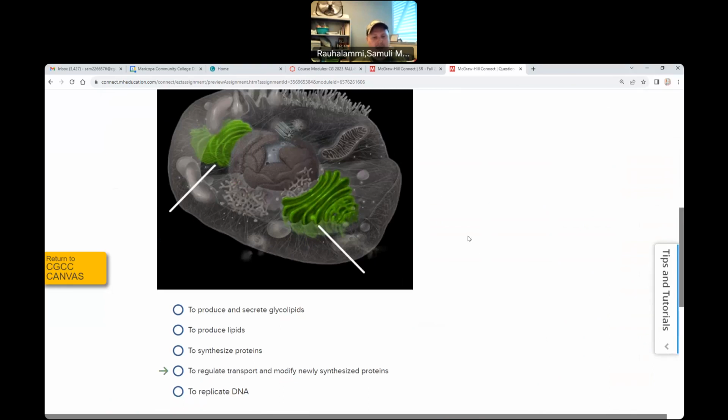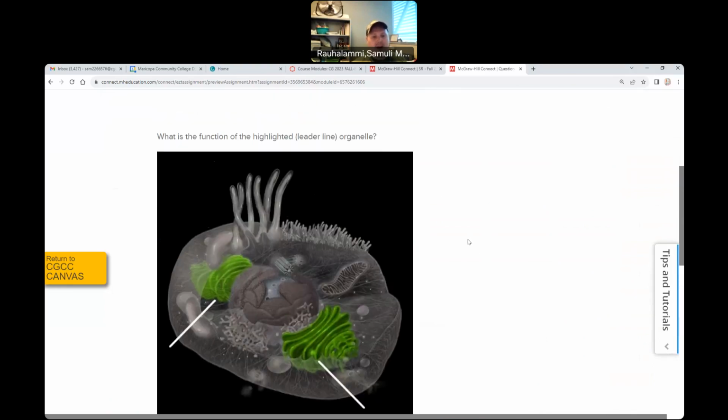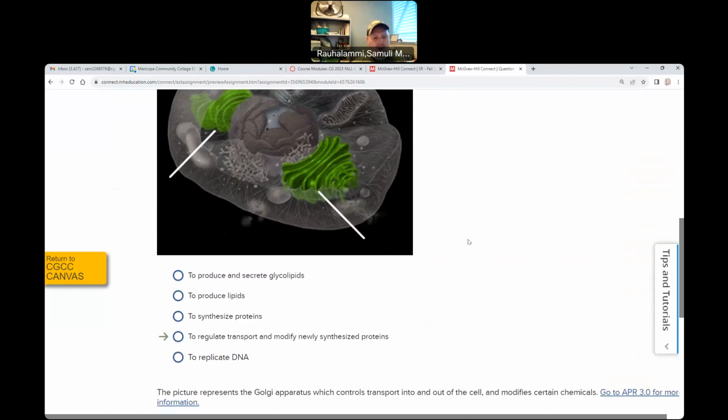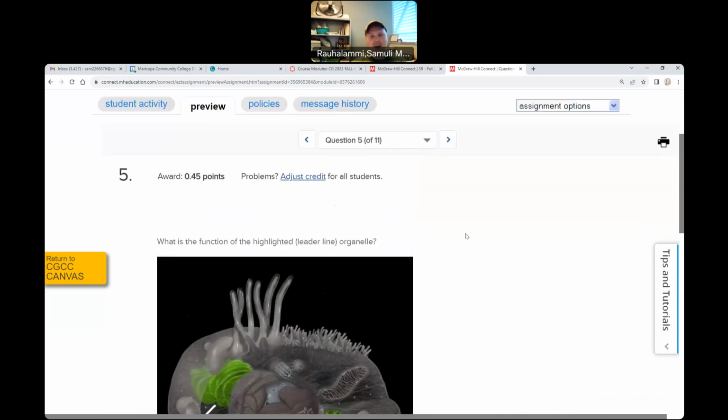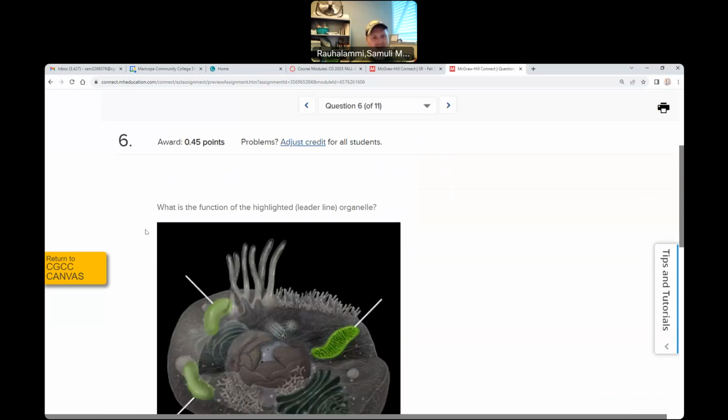And what we're seeing here is our Golgi apparatus, which is really important for regulating the transport and modifying of newly synthesized proteins. So again, think of that almost like a distribution center of a trucking company. So an interesting structure in that sense.